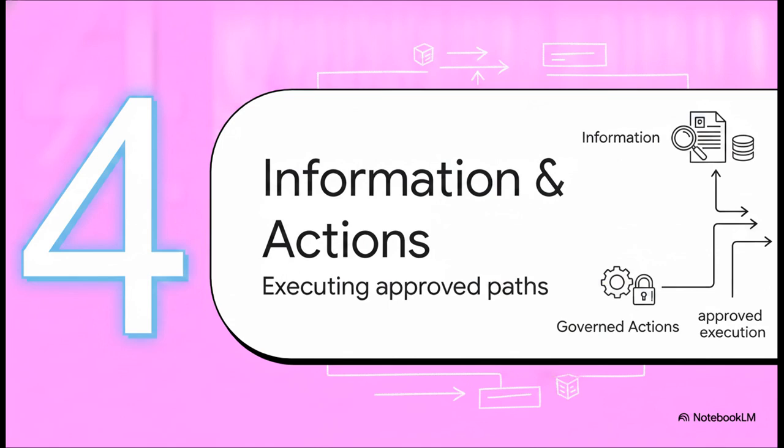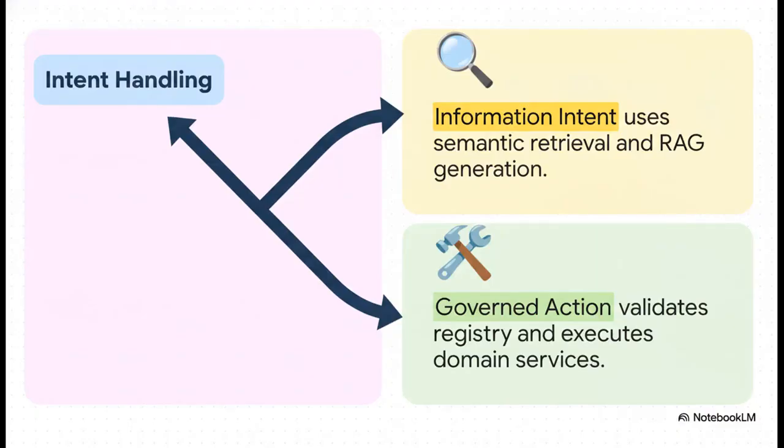All right, let's get into Section 4, Information and Governed Actions. With the intent securely extracted and validated, the pipeline forks into two very distinct operational branches. At Order 60, the intent handling step executes the policy-approved branch. It basically routes the context to either the information branch, which handles semantic retrieval and RAG-grounded generation, or the governed action branch. Over in the information branch, it prepares an embedding query directly from the user's request.